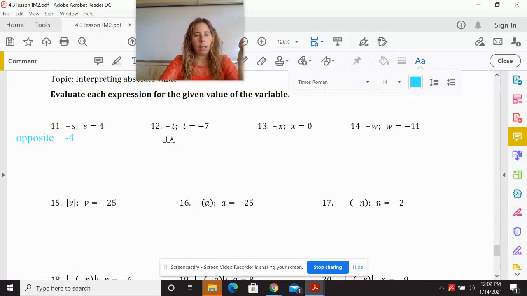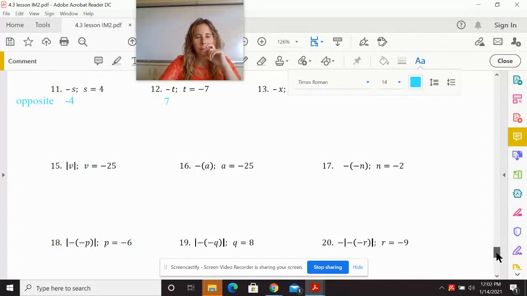Okay. So now we want to evaluate for negative t. So the opposite of t. What's the opposite of t? t is negative 7, so the opposite is 7. Okay. So that kind of covers the first 4. Let's see what else we have.